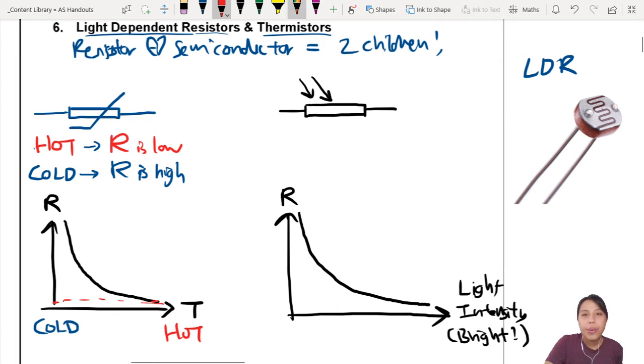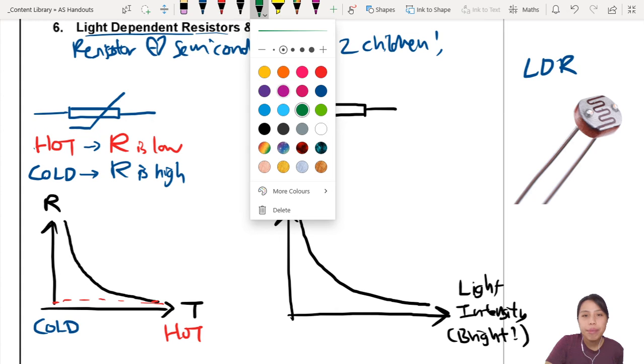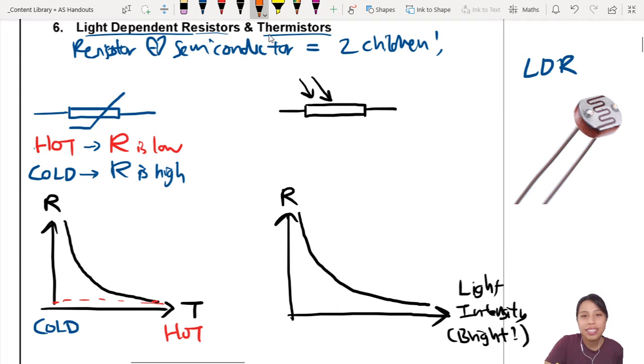Because when it is bright, what shall I use for bright? Do I have an orange pen maybe? Yes, I like this. So when it's very bright, light comes in. Wow, then a lot of free electrons will come out there. So when there's a lot of free electrons, that means your resistivity will decrease or be lower. So that's talking about this part when it's very bright.